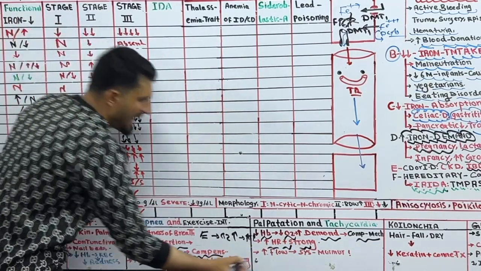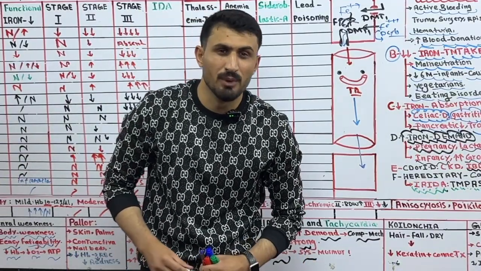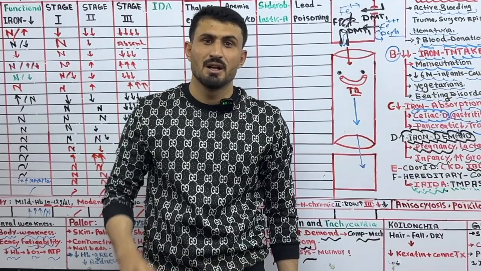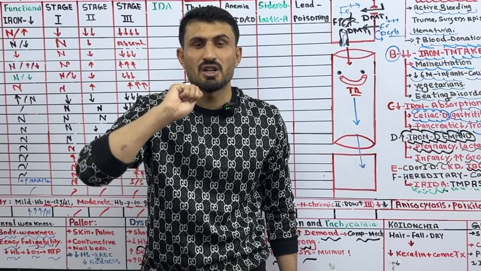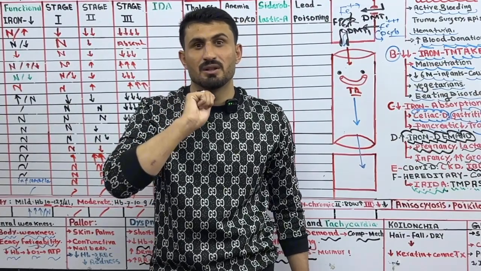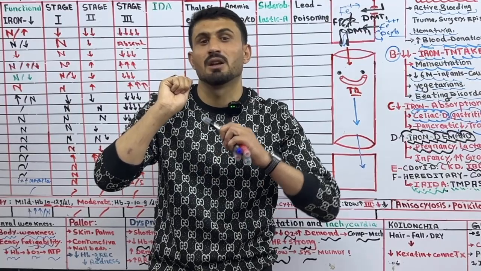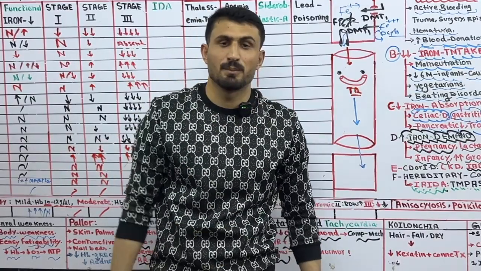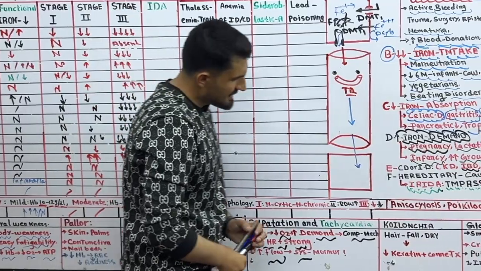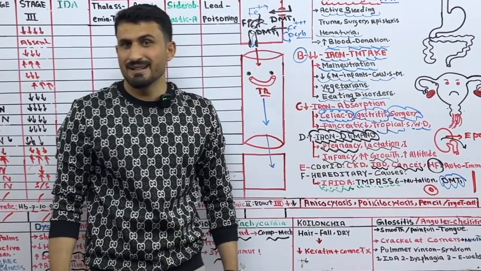Plus, sometimes the patient develops murmurs, systolic murmurs, during the contraction of the heart, and during the ejection of blood through the aorta, because blood is thin. It goes from the left ventricle to the aorta very fast and produces a murmur, which is called systolic flow murmur. Next thing, you will find koilonychia in the patient.